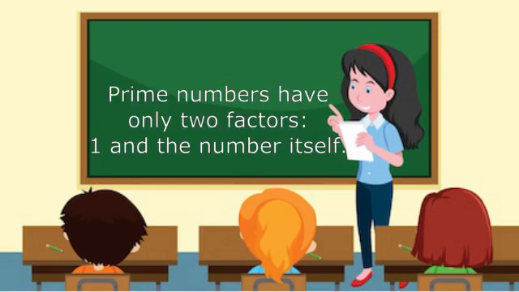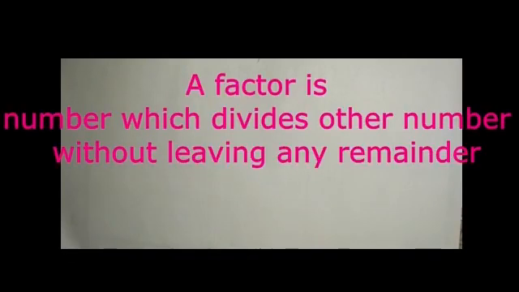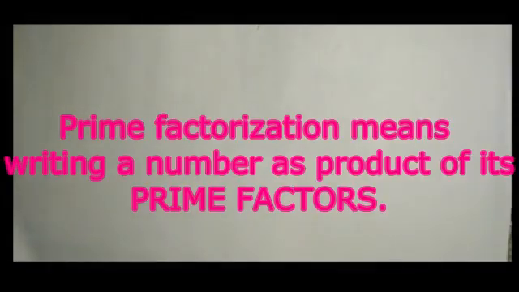But before starting this, I just want to remind you that prime numbers have only two factors, 1 and the number itself, right? And factor, what do you mean by factor? A factor is a number which divides another number without leaving any remainder, right? Remember in the last video I showed you how to find the factors of 30, right? Like that only. So today I will discuss prime factorization.